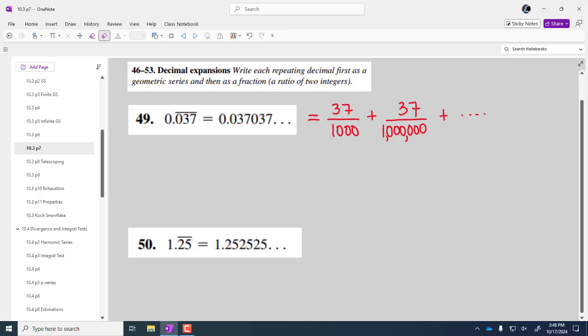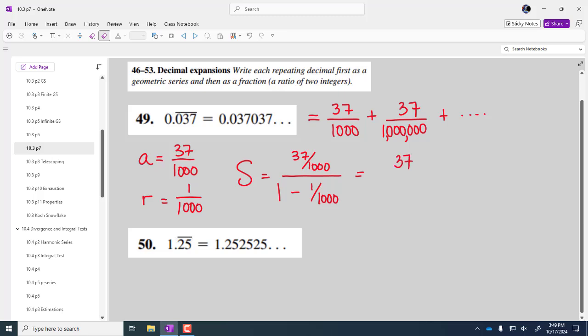So what is A? A will be 37 over 1,000. And what will R be? 1 over 1,000. So then S is A divided by 1 minus R. So 37 over 1,000 over 1 minus R. Then we're going to multiply through by 1,000 here, and this is our final answer.